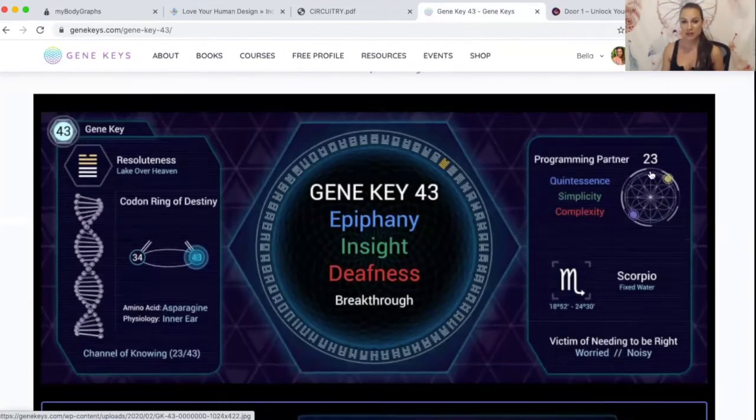And the low frequency of the 23 together with the 43: complexity and deafness, simplicity and insight, quintessence and epiphany. We are still in the Scorpio energy, fixed water, and it often has to go down into the dark or the deep waters. That's when you're a rebel, somebody who comes with something new to the world. Just like the last transit, we were in the first gene key, which is very similar in that sense and also has to do with unique expression.